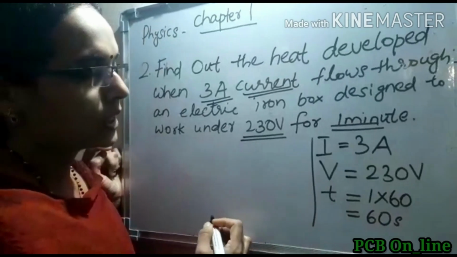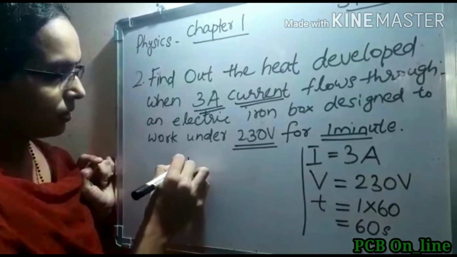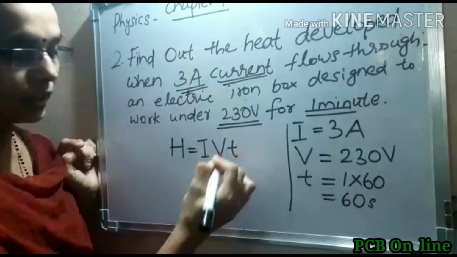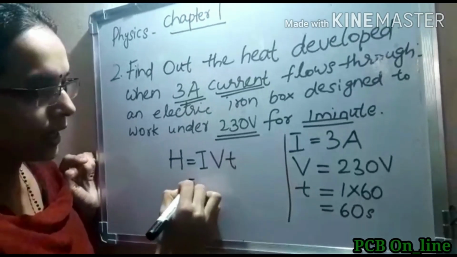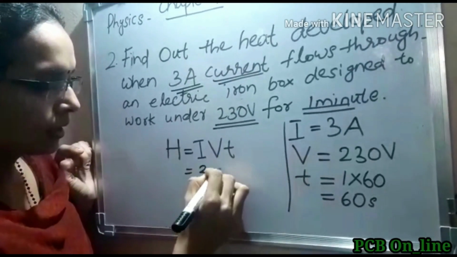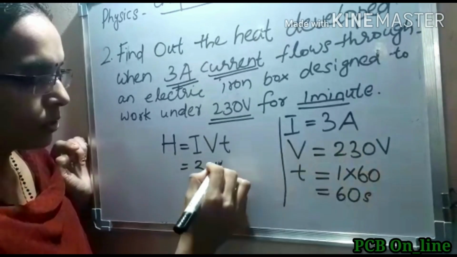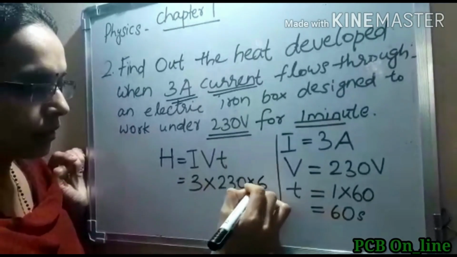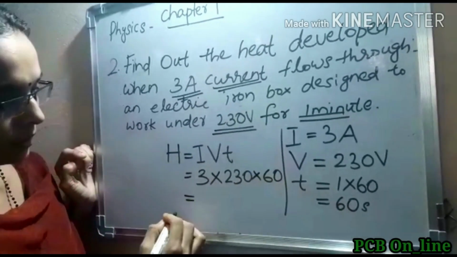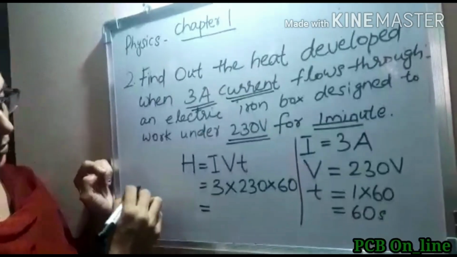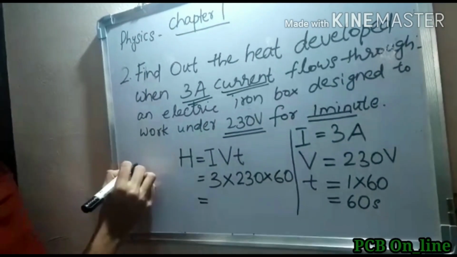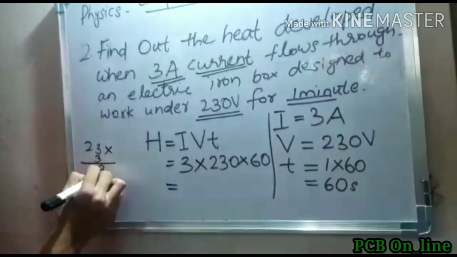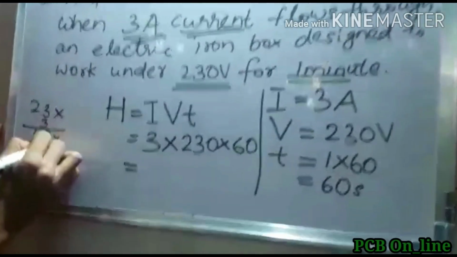Now, which is the equation? H is equal to I V T. Thus, we can write I is 3 into V is 230 into T is 60. Then multiplying, we get 23 into 3, 69 into 6.